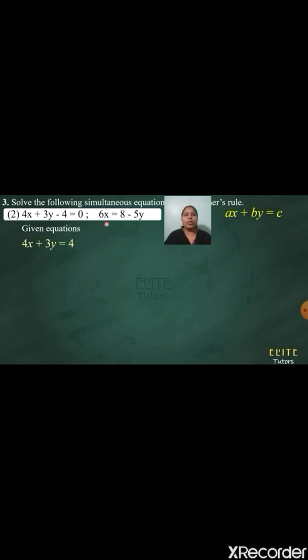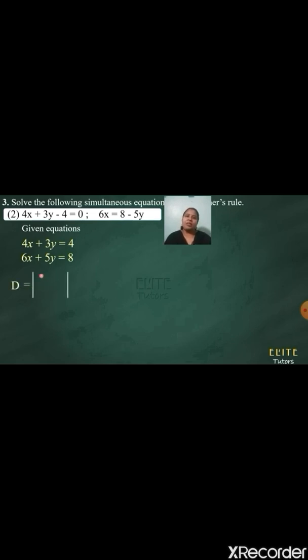It became 4x plus 3y is equal to 4. Similarly, in the second equation also, I'll shift 5y to the left hand side so that the equation will be 6x plus 5y is equal to 8. Now you can see both these equations are in the form ax plus by is equal to c, that is constant to the right hand side.